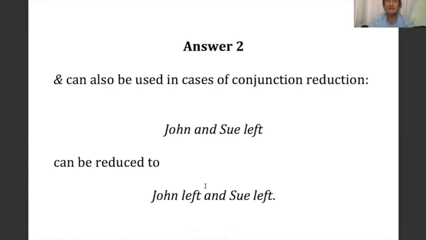A second answer is that it can also be used in cases of conjunction reduction. John and Sue left can be reduced to John left and Sue left. We have to go ahead and give an analysis of that. That's really part of the syntax, not the semantics. And that analysis has to work, but at least in principle, it's something that could be done, and it has a promise of working.